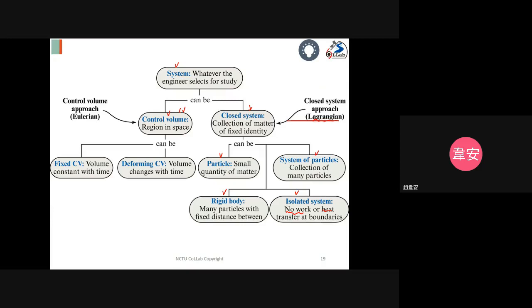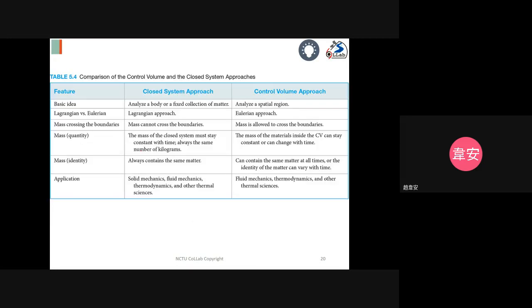But the control volume is based on the Eulerian idea. So we always focus on one space and discuss the physical property change in that space. Here we also point out that the control volume can be fixed or can be deformed. This is also just a table that summarizes and compares the closed system and control volume approaches.